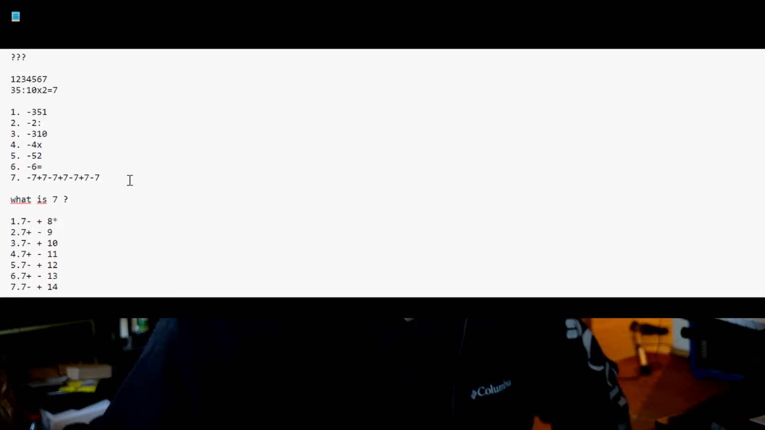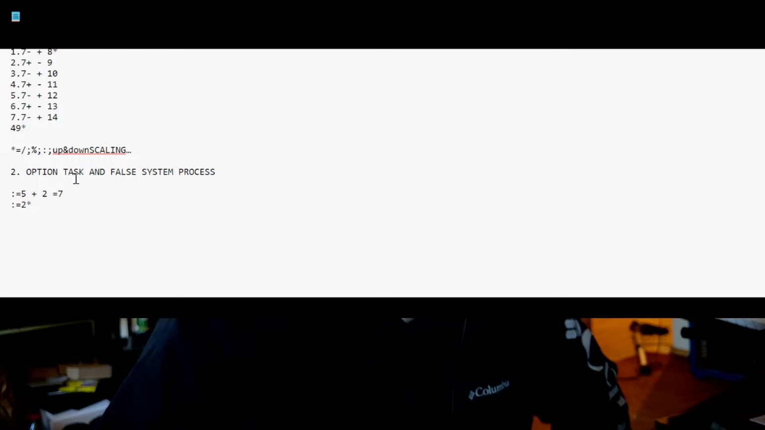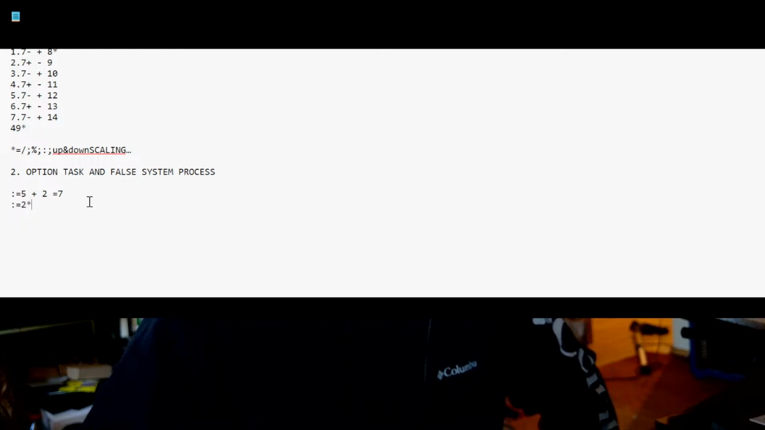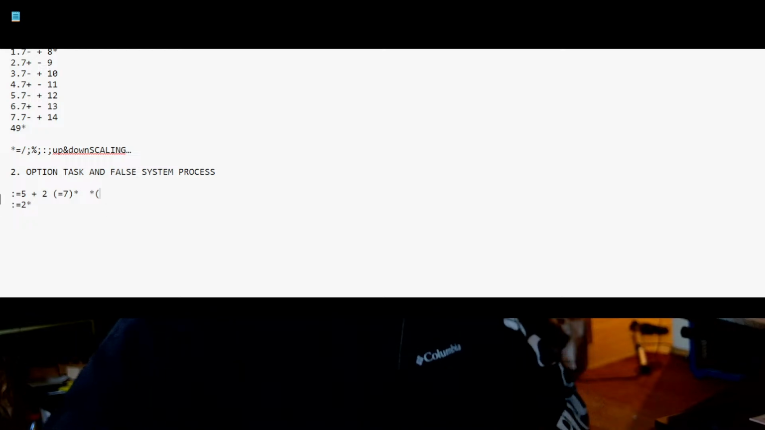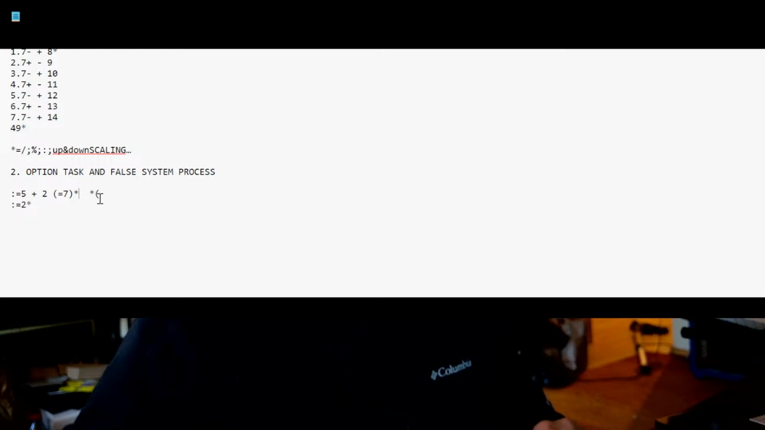So this is option task and file system process. Yeah, we let this be at this moment. So the 7 is simply the... We make this one here and give it a star. What does it mean? Now we put 2 stars inside and put this here.